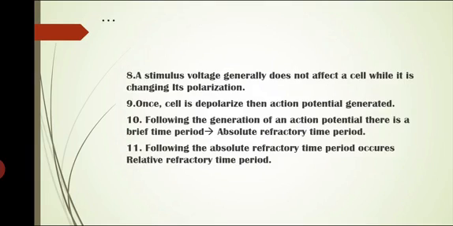A stimulus voltage generally does not affect a cell while it is changing its polarization. Once a cell is polarized, then the action potential is generated. Following the generation of the action potential, there is a brief time period, and that time period is called the absolute refractory time period.